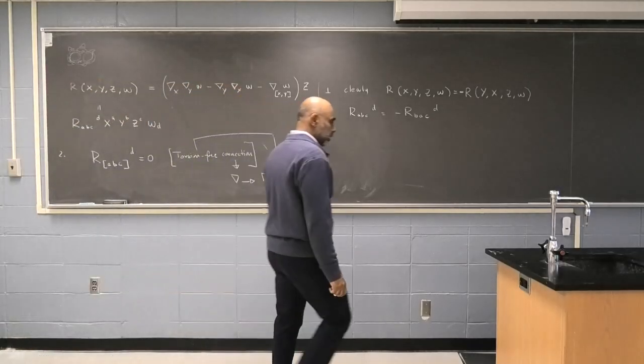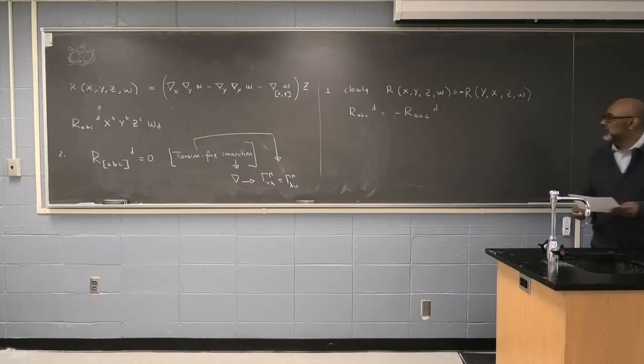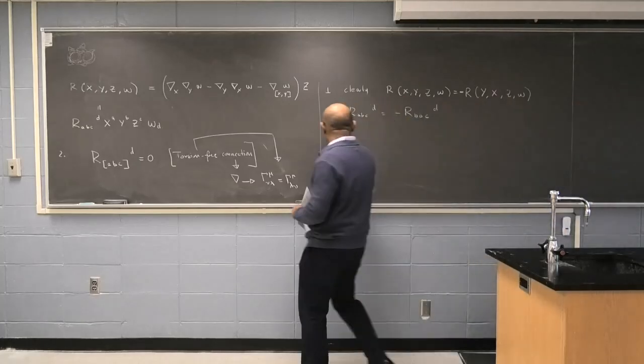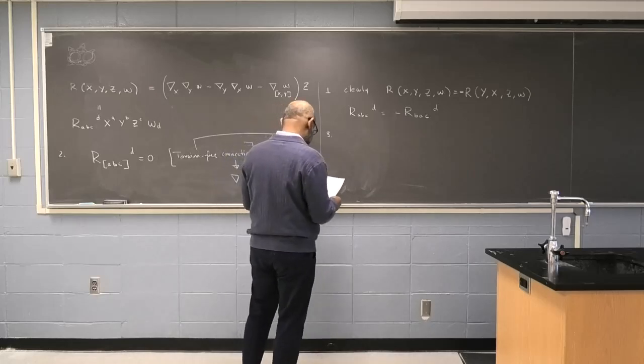Okay, so let me do property 3 and 4. They're not difficult. The next one has a little bit of calculus in it, rather minimal, but the last one is just algebraic. So property 3, and this is for a Levi-Civita connection.